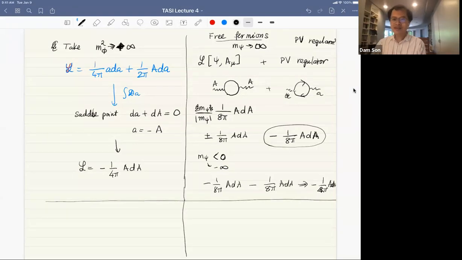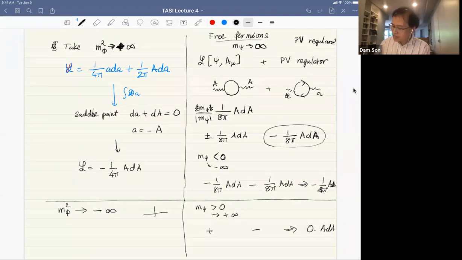But that means that if I take the mass of the fermion to go to plus infinity, to the other side, I should have plus 1/8 pi minus 1/8 pi, which goes to 0 times AdA. So let's see how that maps in the bosonic case. In the bosonic case, it's the opposite limit, when phi goes to minus infinity. The scalar field has negative mass squared, and we are in the Higgs phase.